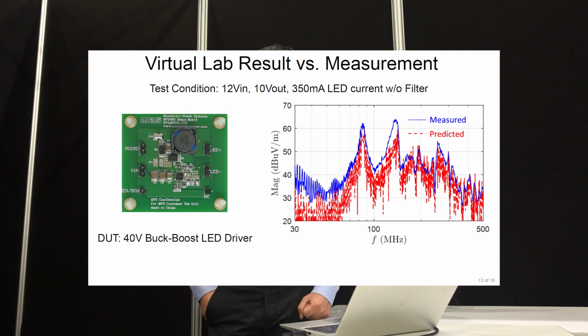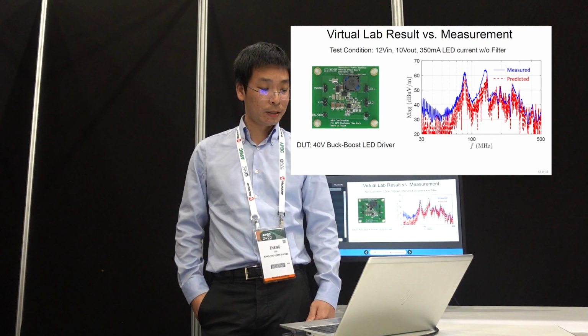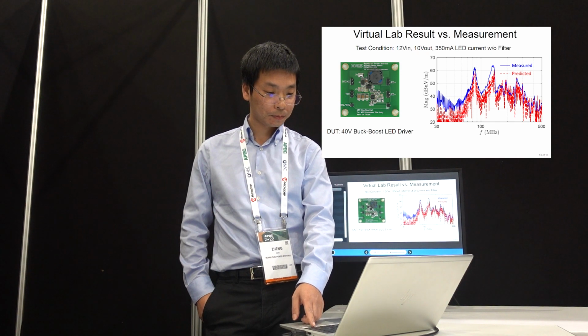So here is the result for the radiated EMI that you can see for a LED driver. This is an example for a 40 volt buck boost LED driver, where we can also predict the noise pretty well from 30 megahertz to 500 megahertz.